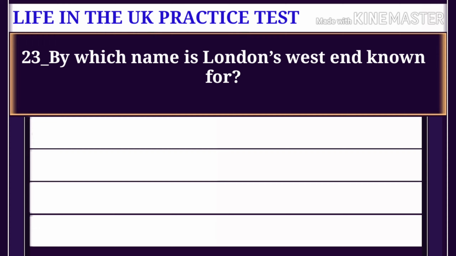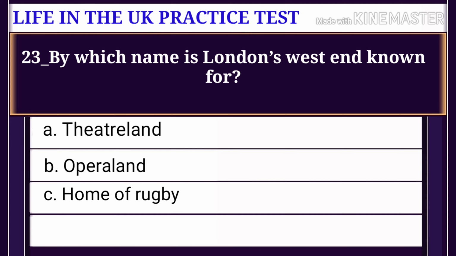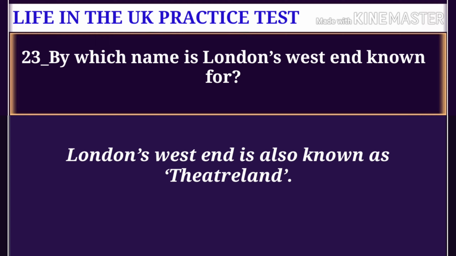Life in the UK practice test. Question 23 of 24. By which name is London's West End known? A. Theatreland. B. Operaland. C. Home of rugby. D. Home of golf. The correct answer is A, Theatreland. London's West End is also known as Theatreland.